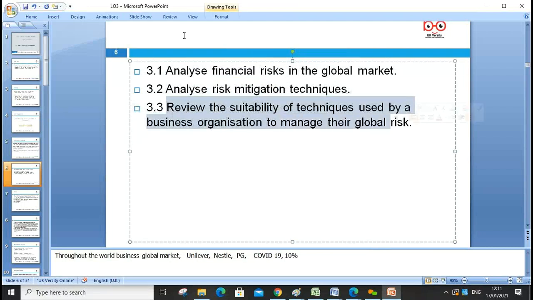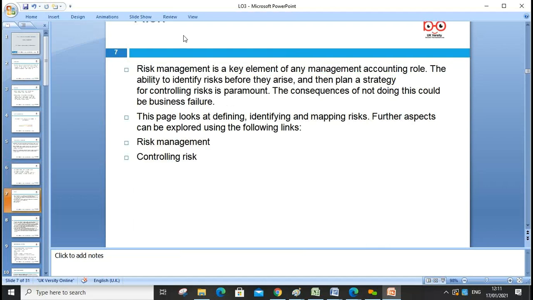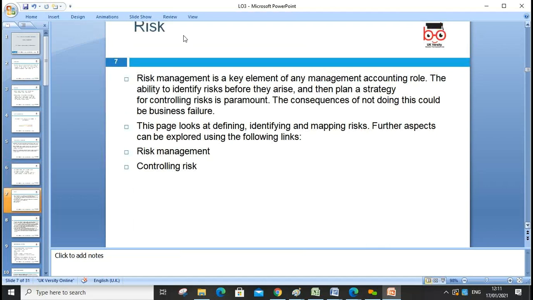We can review. Okay, to analyze the risk, we can do ratio analysis, as we discussed in the last lesson: payable and receivable days. If you have a lot of stock, that can be a risk as well. It can become obsolete and outdated, and that can be a risk as well. So that can be a financial risk. So what is risk?